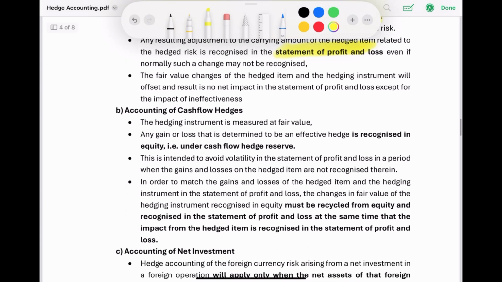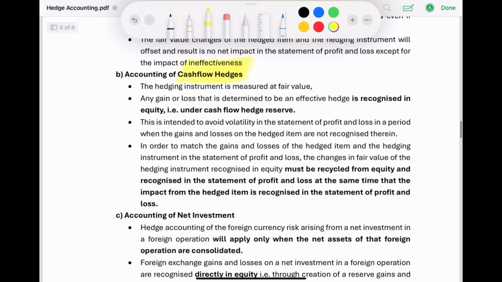Okay, now let's go through accounting for the cash flow hedges. So the hedging instrument is measured at fair value. Here also it's measured at fair value, but any gain or loss from the fair valuation of the hedging instrument needs to go through equity or other comprehensive income, and not through P&L. That's the primary difference of accounting between cash flow hedge and fair value hedge. For a fair value hedge, any delta of fair value should go through P&L, but for a cash flow hedge, any delta on the fair value needs to flow through other comprehensive income, directly debited or credited to the equity account.